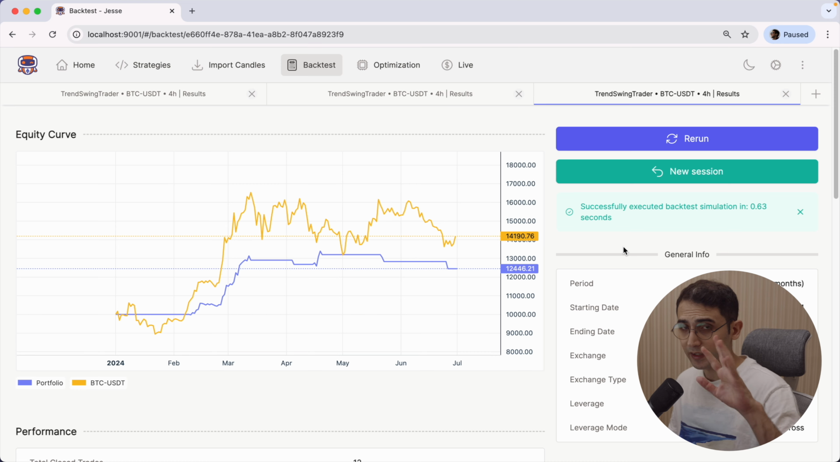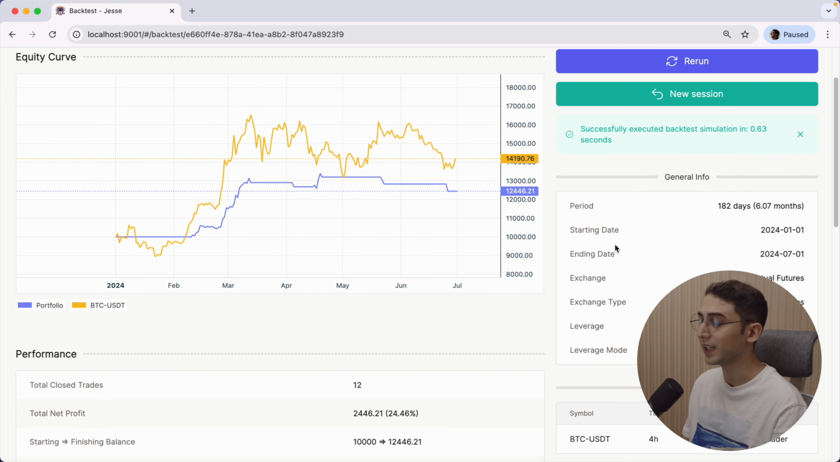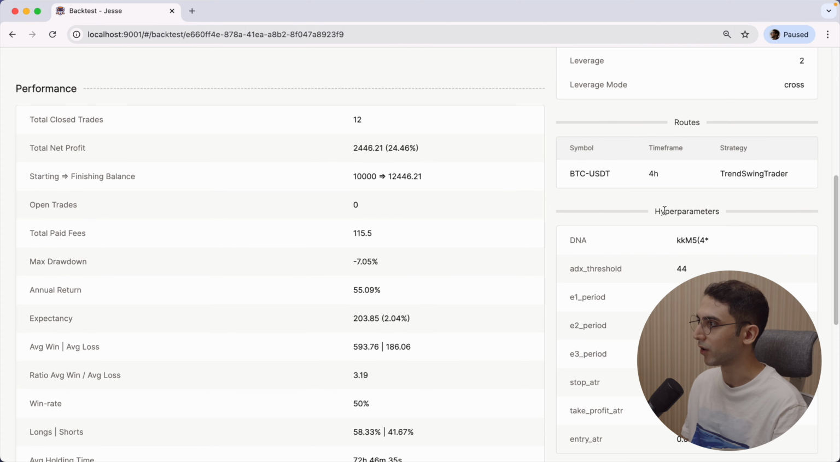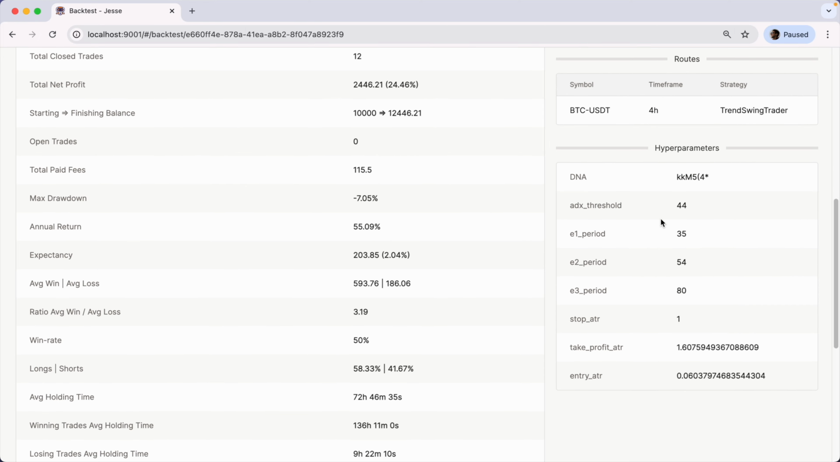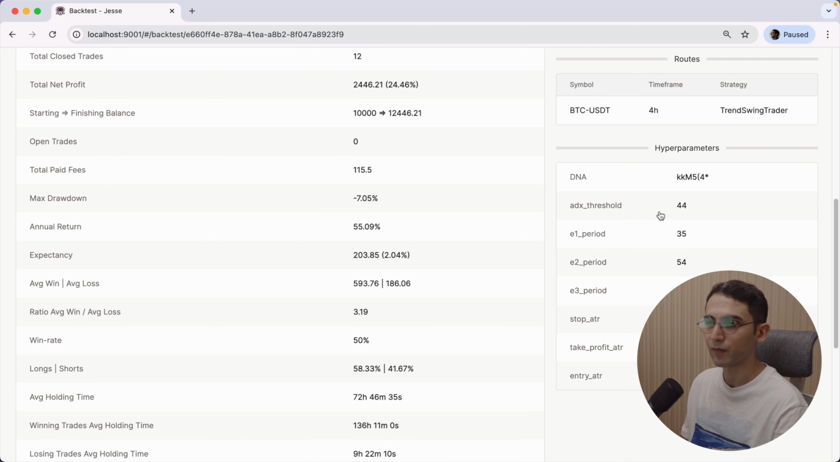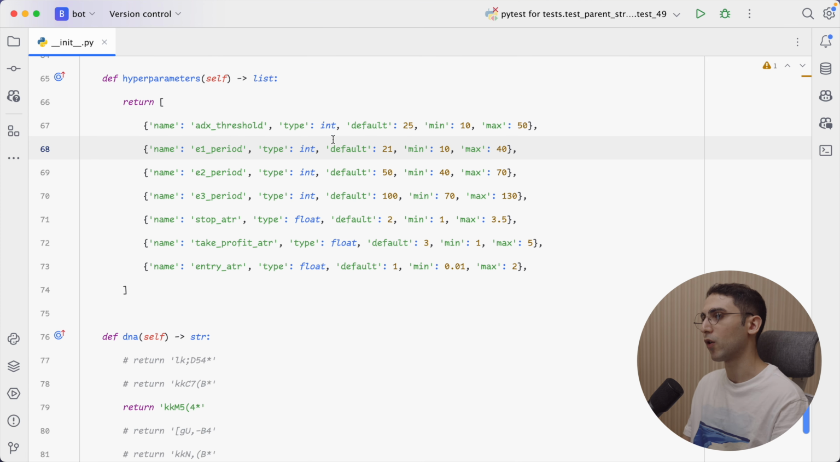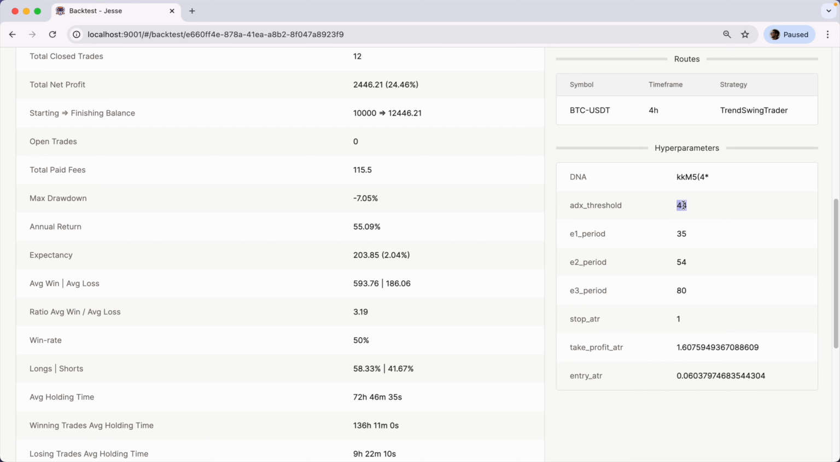So before I forget, there's something really important: when you run a backtest using a DNA string, you will get a new section here called hyperparameters. It will tell you the DNA and the values that have been used for this backtest. So remember the hyperparameters we defined here. You might be asking, okay, in this backtest, what number is being used for the ADX threshold? And if you go here, it's 44. The first period is 35, 44, 80, and the stop ATR is at 1, and the take profit ATR is at 1.6, and the entry ATR, which I defined at the last second, is at 0.06. So this can also be really handy and teach us a lot.